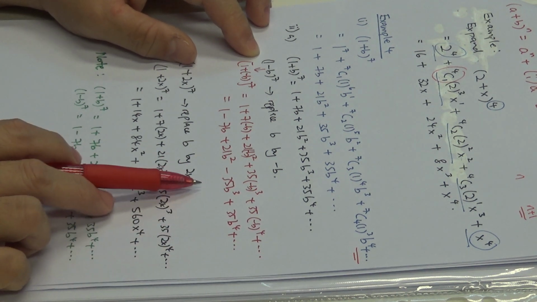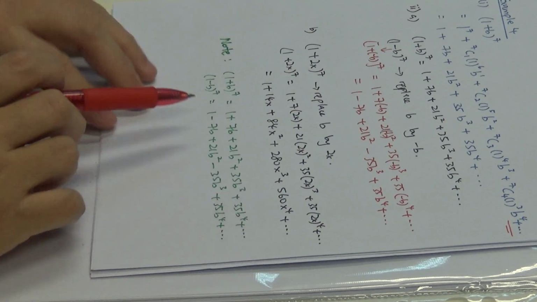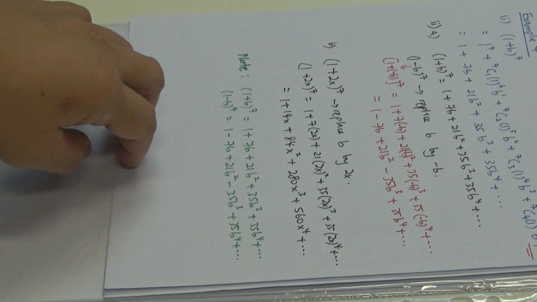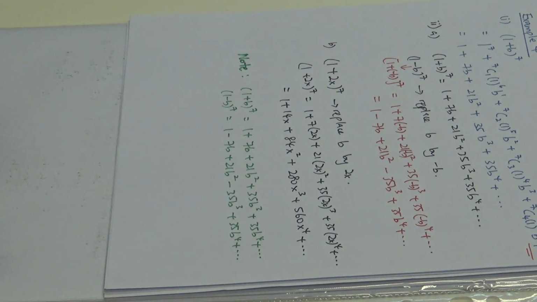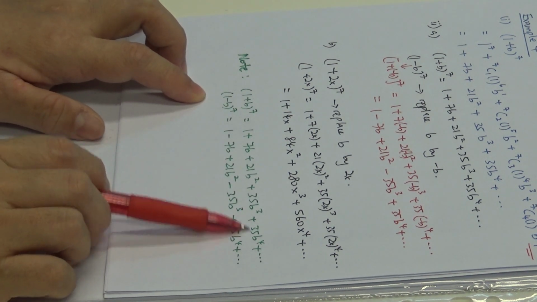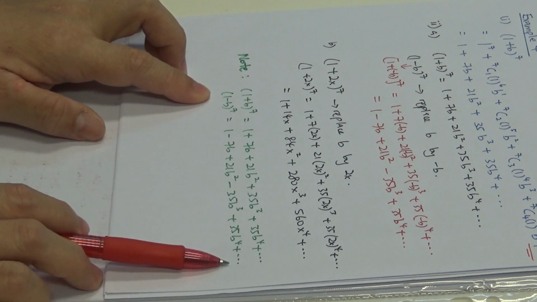Okay, now what's the difference between the two? Let's take a look at the green one. Can you see that when it's a plus, all the signs here are plus. When it's a minus, it's alternate. Plus, minus, plus, minus, plus, minus.